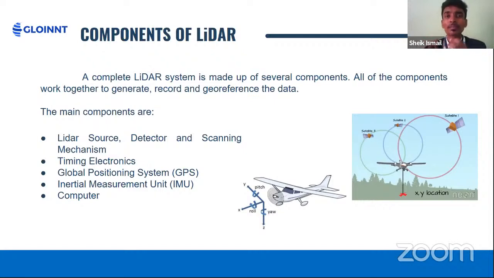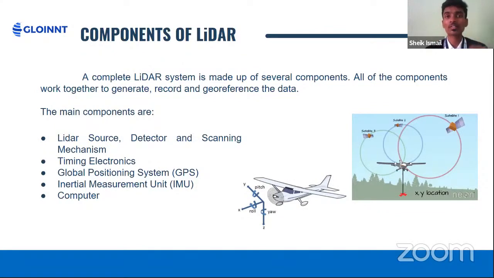It is helping you to keep balancing your XYZ axis. Sometimes your focus will not change the particular object perfectly. Roll, pitch, yaw. This inertial measurement unit will help you to maintain XYZ, roll, pitch, yaw. Okay, and the computer. These are all the main components.